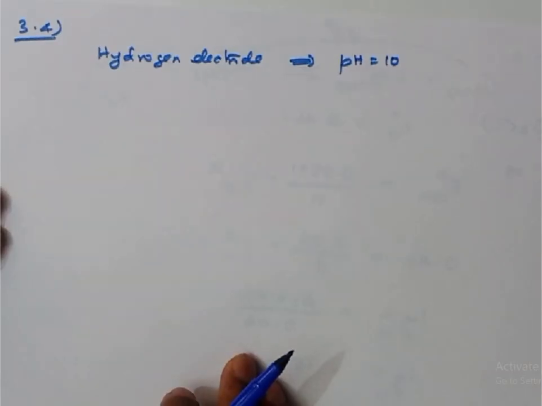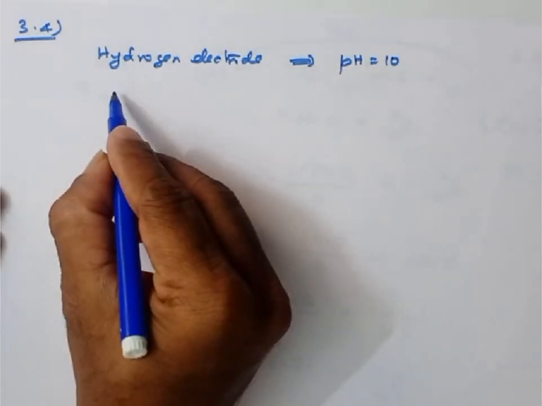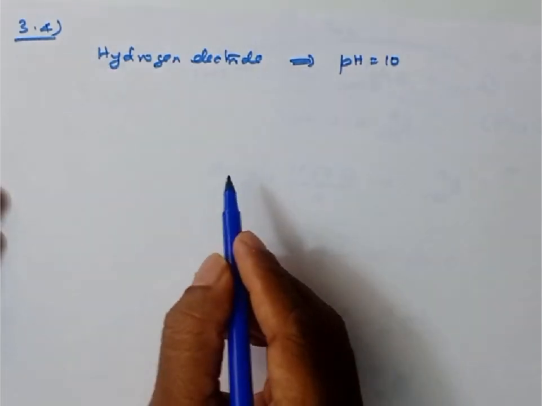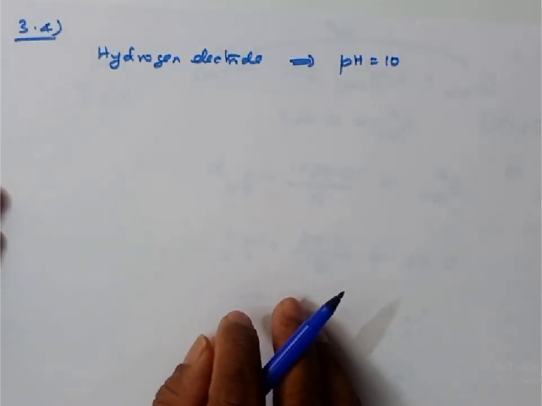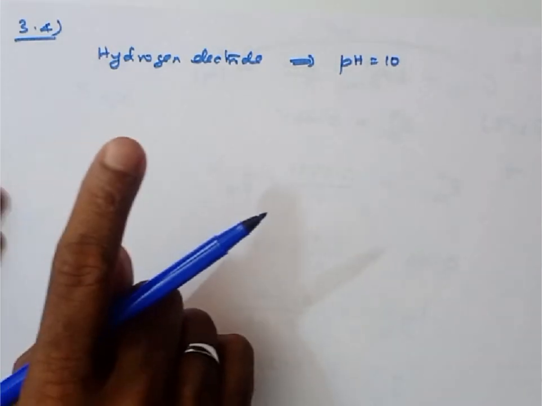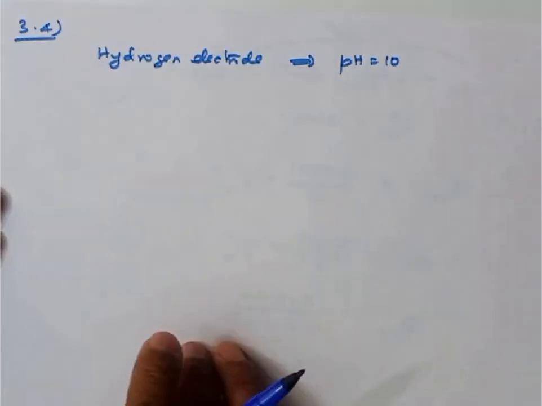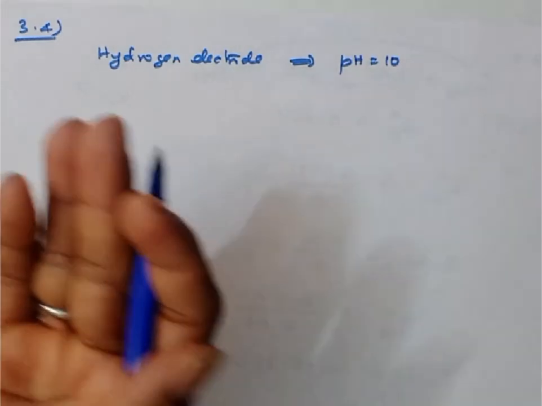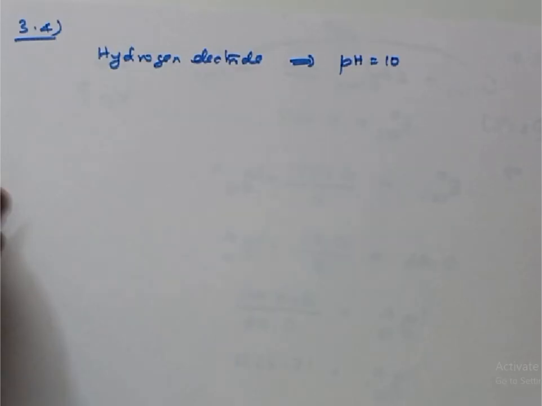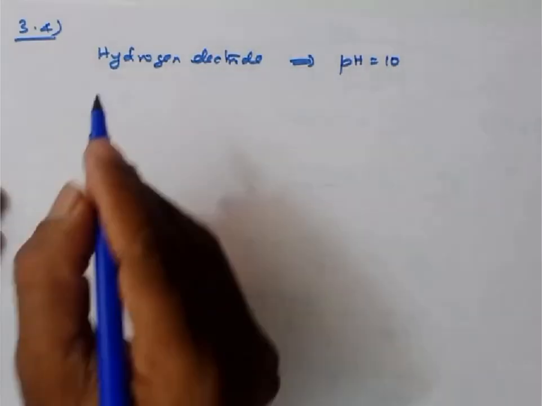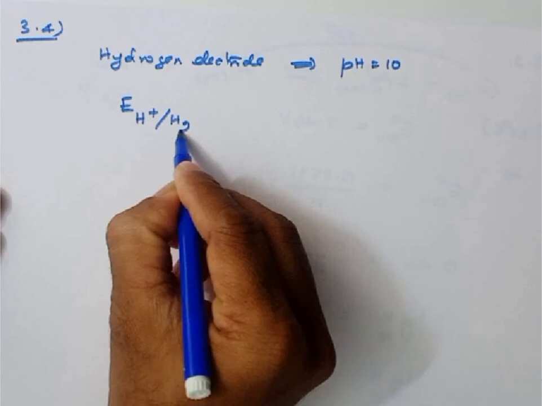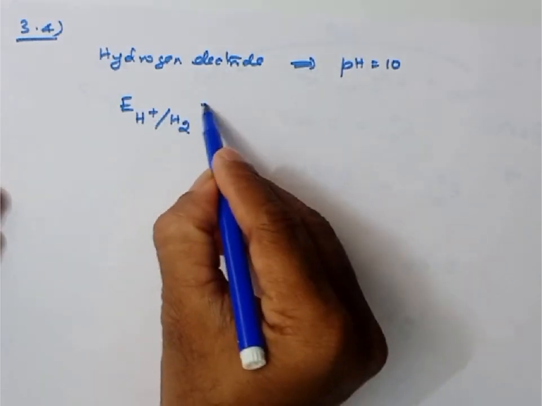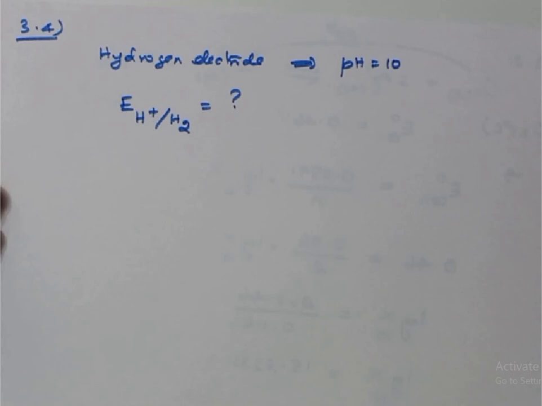So what we are going to do is consider this as a reduction, because normally reduction potential is expected. I'll repeat: the question asks to calculate the potential of the hydrogen electrode. That may be anodic or cathodic potential, but usually we calculate reduction potential. So we are going to calculate the reduction potential for this electrode. What is reduction potential? H plus becomes H2. This is what we need to calculate.